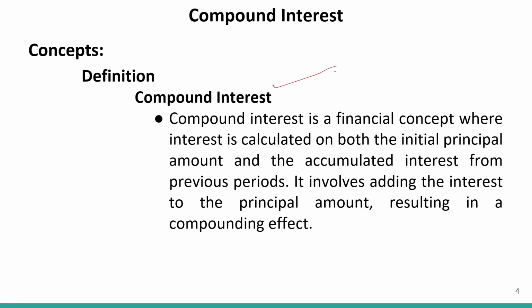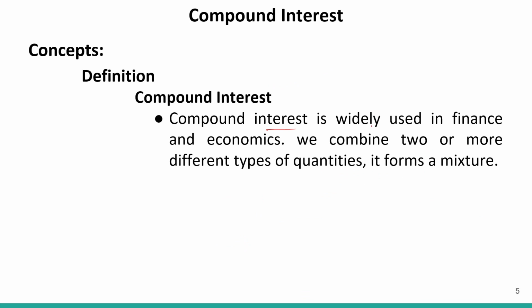So let's see the definition of compound interest. Compound interest is a financial concept where the interest is calculated on both the initial principal amount and the accumulated interest from previous periods. It involves adding the interest to the principal amount, resulting in the compounding effect. Compound interest is widely used in finance and economics. When you get a loan from a bank, you actually get it on compound interest, because the loan amount and its interest get compounded.